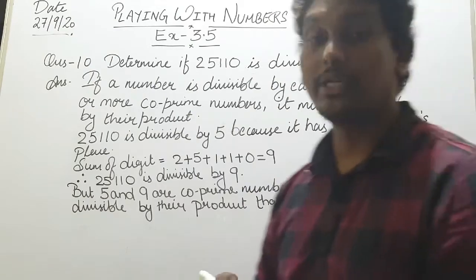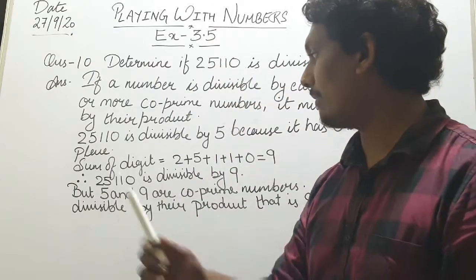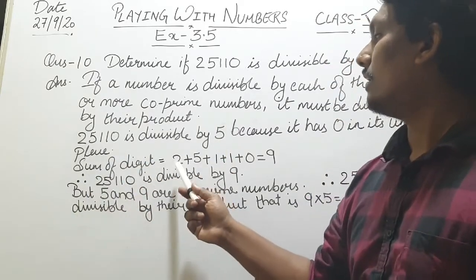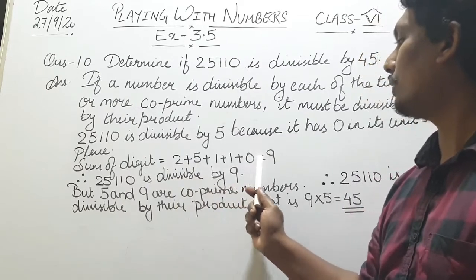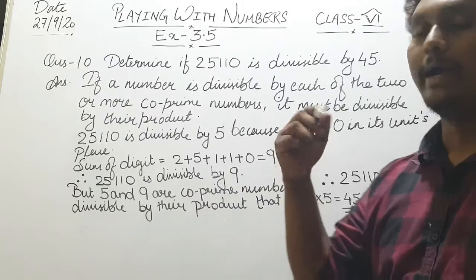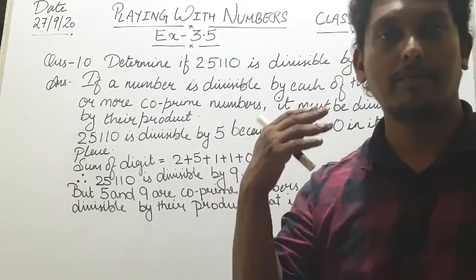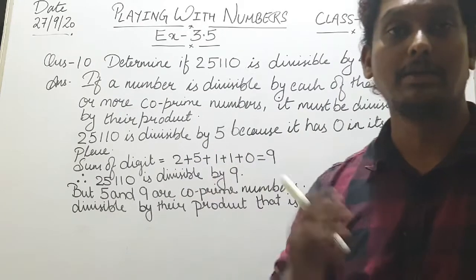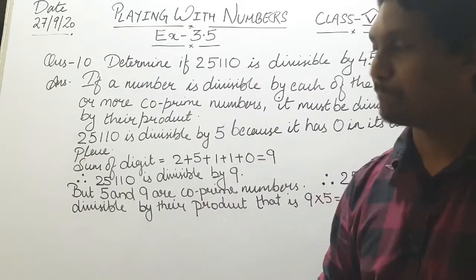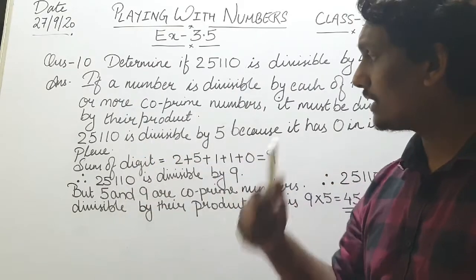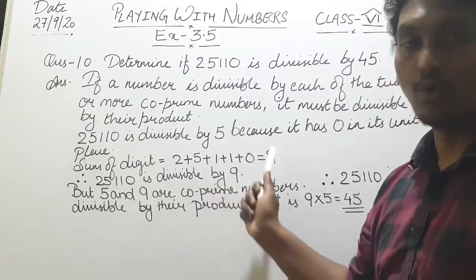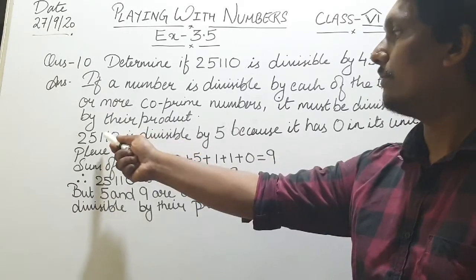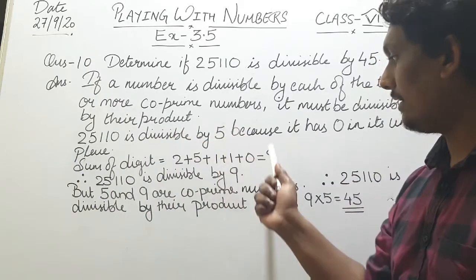Same way, when we come to the divisibility by 9, what you have to do is find the sum of the digits. Okay, the sum of the digits of 25110: when we add all these numbers, we will get 9. And the divisibility rule of 9 is that the sum should be a multiple of 9 or 9, right? So here, after adding, we are getting the answer 9. So it is easily divisible by 9. So in both the cases, 5 and 9 are co-prime numbers. Okay, and next thing is, this number is divisible by 5 and 9.